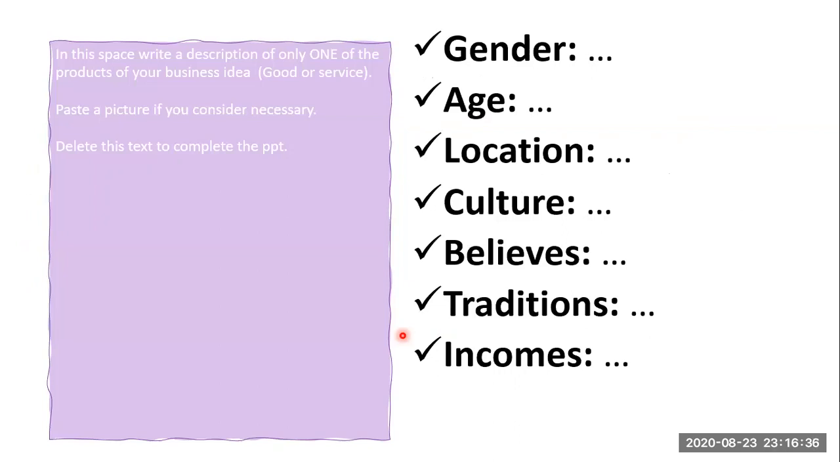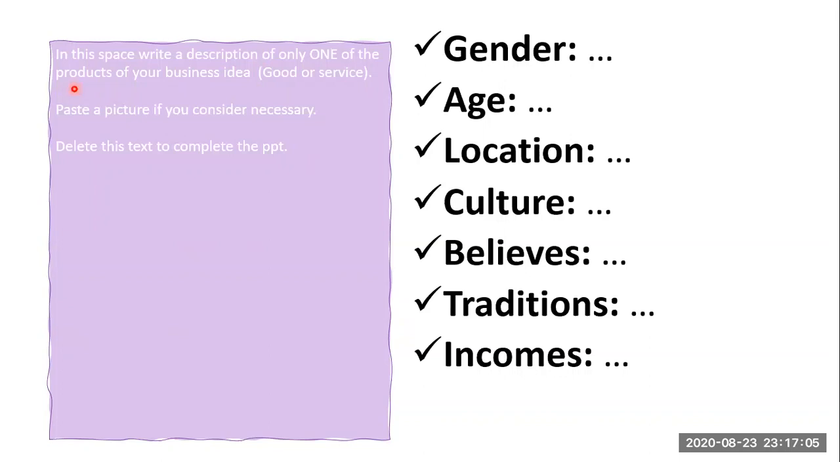And finally, this is your homework. And don't worry, it's not difficult. What is important is that you are clear about your product. Here on the purple side, on the left, it says, in this space, write a description of only one of the products of your business idea. Good or service, only one. Why do I say this?